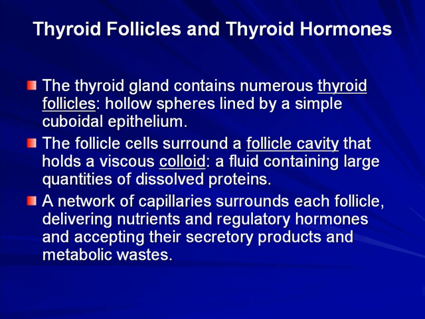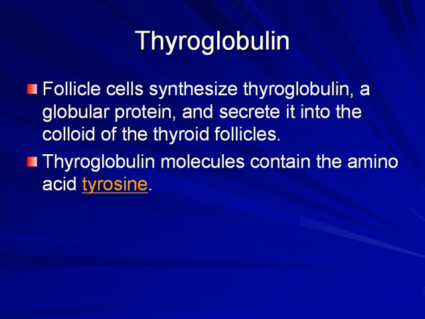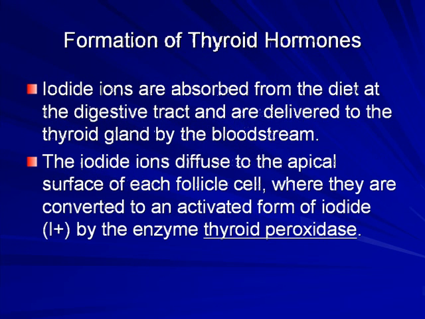The thyroid gland contains numerous thyroid follicles, hollow spheres lined with simple cuboidal epithelial cells. I just mention that because I know you're already over the epithelial tissue layers, but simple cuboidal is what we see there. There is a follicle cell that surrounds a follicle cavity that holds a colloid type matrix, which is basically a fluid that contains large quantities of undissolved proteins. The network of capillaries which surround these follicles will deliver nutrients and or regulatory hormones that will stimulate the production of these hormones. The thyroglobulin molecule contains the amino acid tyrosine.